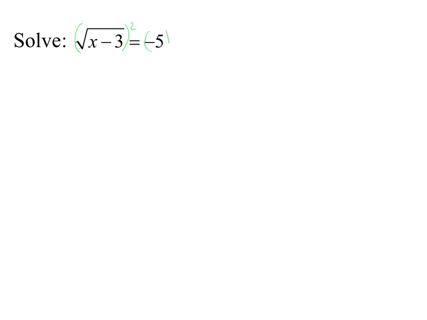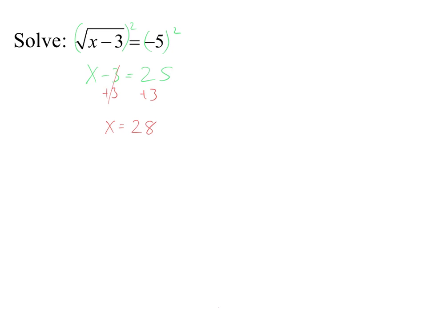But let me show you how you would solve it normally, just in case. You would square both sides, because sometimes you have to solve these and it works. So let's square both sides. Negative 5 squared is 25. Then I add the 3 over. So x equals 28.